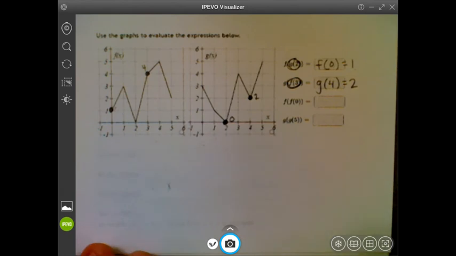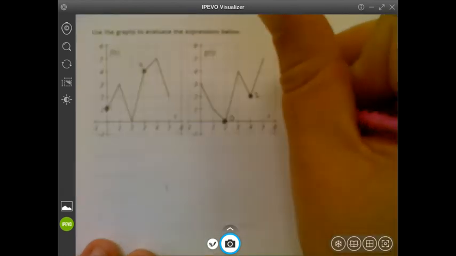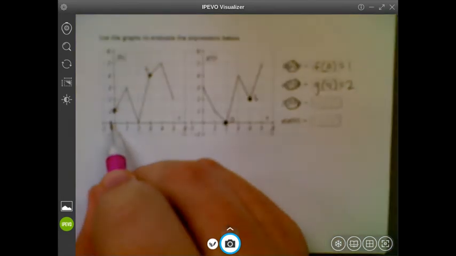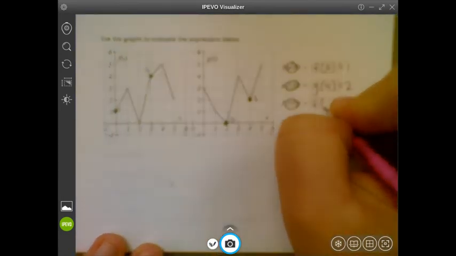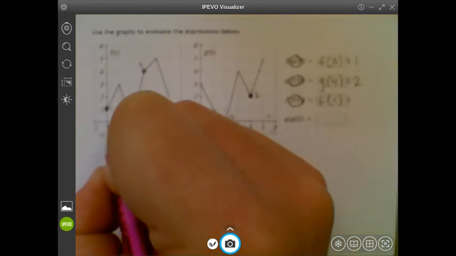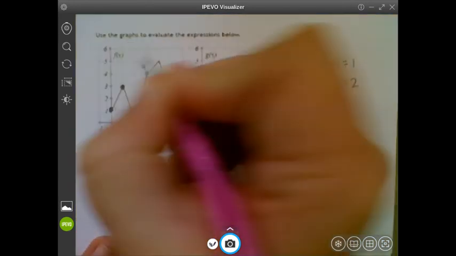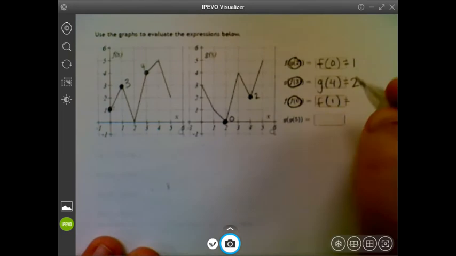All right, next one, f of 0. So first finding f of 0, we said f of 0 was 1. So now we're going to find f of 1. Well, f of 1 is this point here, which is equal to 3.